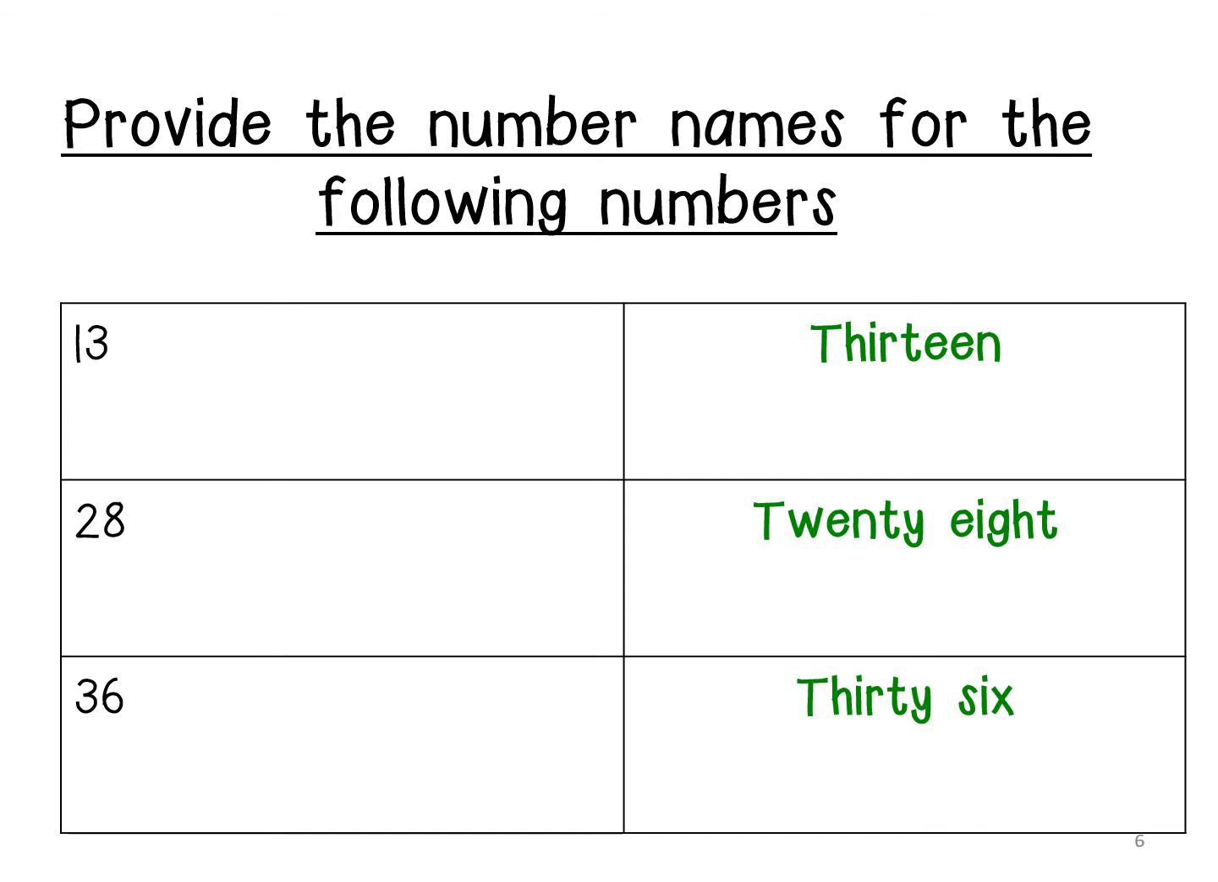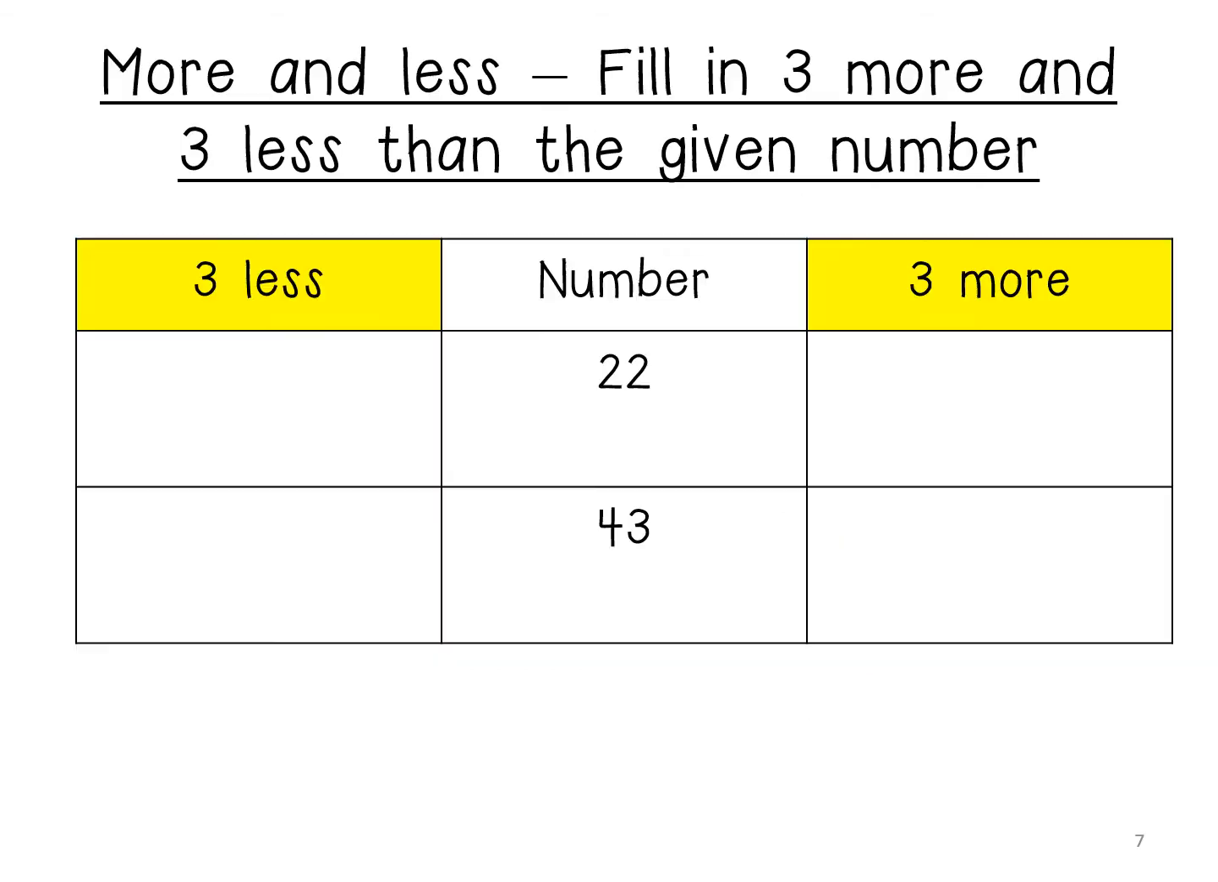13 is THIRTEEN. 28, TWENTY, and 8 is EIGHT. 36, THIRTY, and 6 SIX.